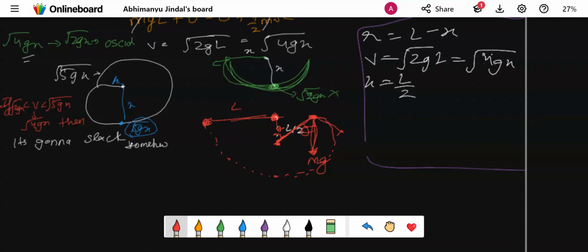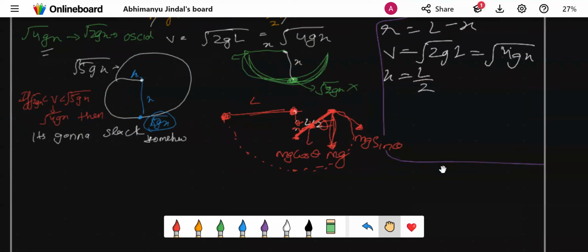Now you can say that this right here is mg sine theta, which is tangential, and mg cos theta is what comes in. This is mg cos theta. Now I think some of you will wonder: first of all, it must be clear why we are saying that it's going to slack somewhere between the oscillation and the full circle, because the velocity is between root 5gx and root 2gx, obviously.